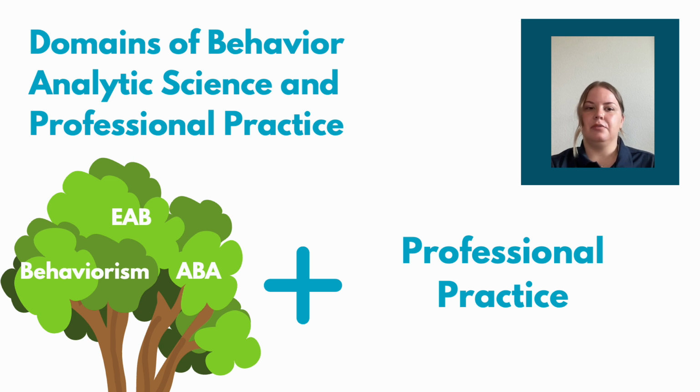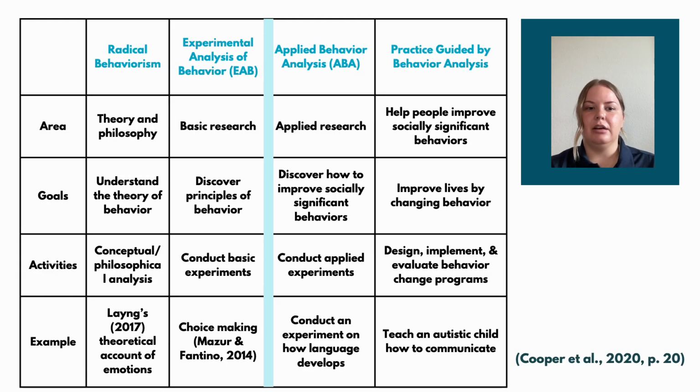Now we have the domains of behavior analysis: science and professional practice. We have behaviorism, experimental analysis of behavior, applied behavior analysis, and professional practice. Here are the domains and their area, goals, activities, and example for each. Radical behaviorism focuses on theory and philosophy. Their goal is to understand the theory of behavior. They engage in activities like conceptual and philosophical analyses. One example of radical behaviorism is Lang's theoretical account of emotions.